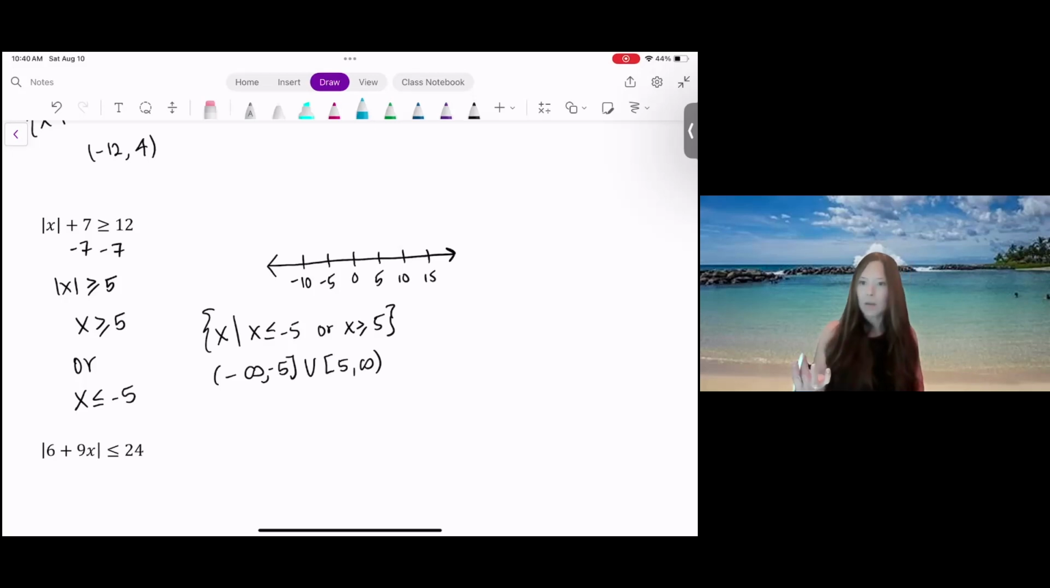Graphing using the parentheses and brackets, I'm going from -5 down to negative infinity, and I'm going from 5 up to positive infinity, or you know that it would be closed circles.